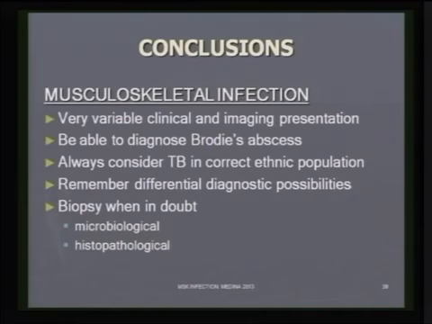So a rapid run through some unusual aspects maybe of musculoskeletal infection. It has a very variable clinical and imaging presentation. We must be able to make a diagnosis of Brodie's abscess. Nowadays we send our patients, once we're happy with the diagnosis, for primary surgical curettage and antibiotic treatment. We should always consider TB in the correct ethnic population, irrespective of how classical the features may look for metastatic disease. Remember the differential diagnostic possibilities, but also, of course, whenever there is any doubt, biopsy, sending material both for histopathological and microbiological assessment. Thank you very much.